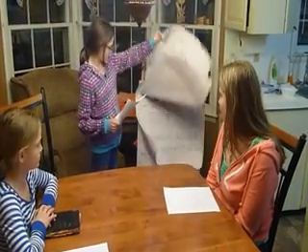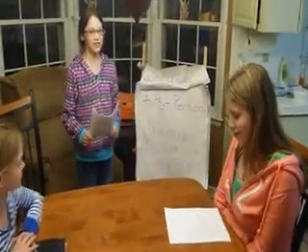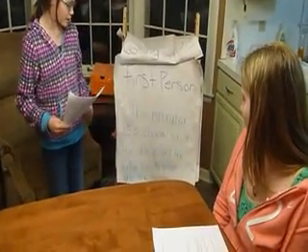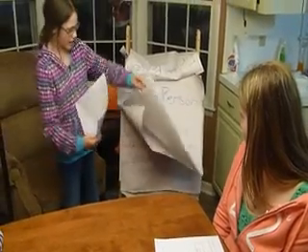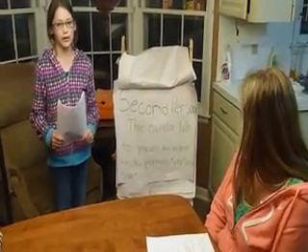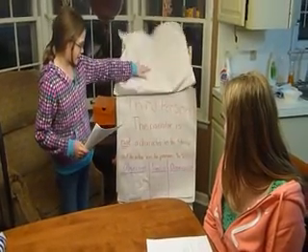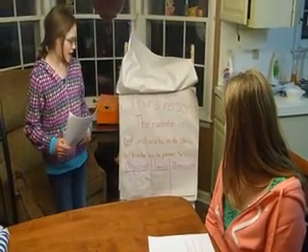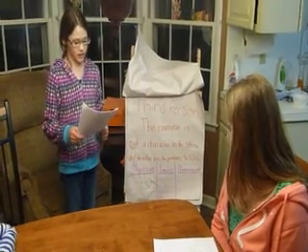The difference is that in first person, the narrator is a character in the story, and the author uses the pronouns I, me, and mine. In second person, the narrator talks to you, and the author uses the pronouns you and your. And in third person, the narrator is not a character in the story, and the author uses the pronouns he and she.